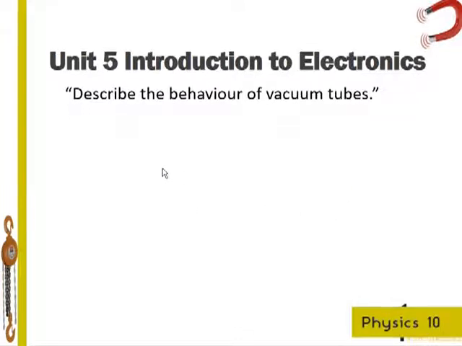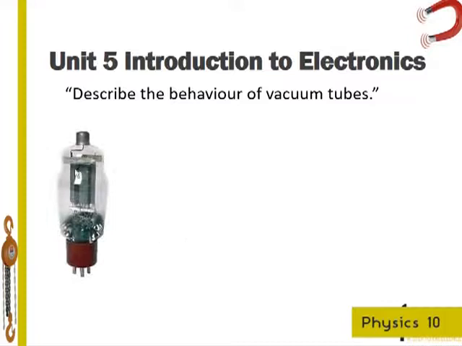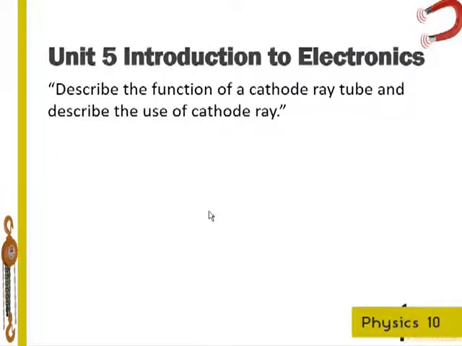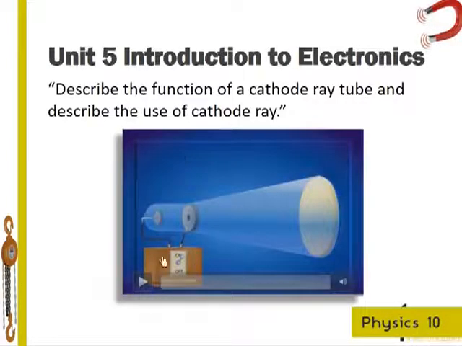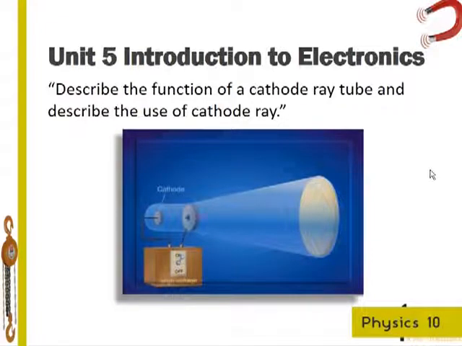Now, another thing which we need to look at, and which we are eventually going to get to in a moment, is to describe the behavior of vacuum tubes. And so this is an example of a vacuum tube. The other learning objective is that we're going to describe the function of a cathode ray tube and describe the use of cathode rays. And this is a cathode ray tube, and we're going to have a look at how it works as we go through the course.